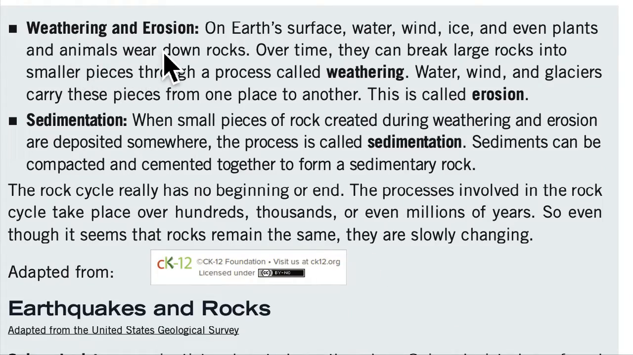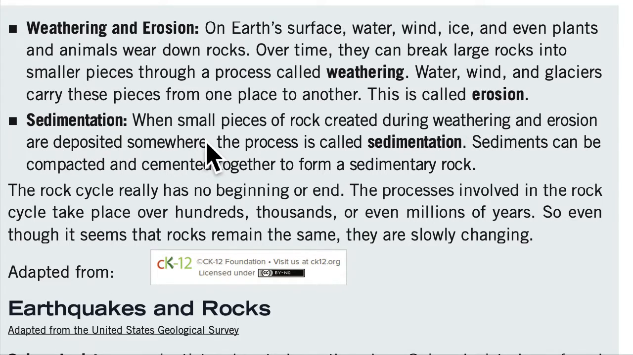Weathering and erosion. On Earth's surface, water, wind, ice, and even plants and animals wear down rocks. Over time, they can break large rocks into smaller pieces through a process called weathering. Water, wind, and glaciers carry these pieces from one place to another. This is called erosion.